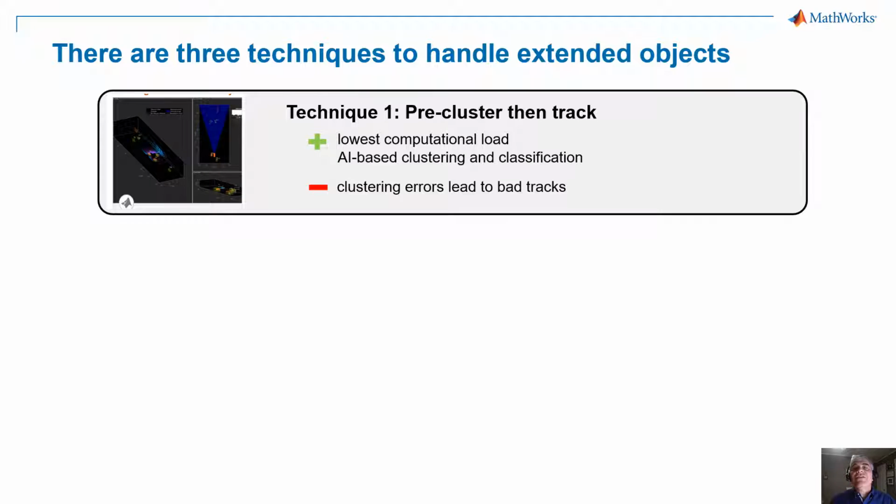The first technique is to cluster detections and use point object trackers. These trackers have lower computational and memory load requirements. You can use machine learning techniques to classify each cluster. The main disadvantage is that clustering errors may impact tracking results.